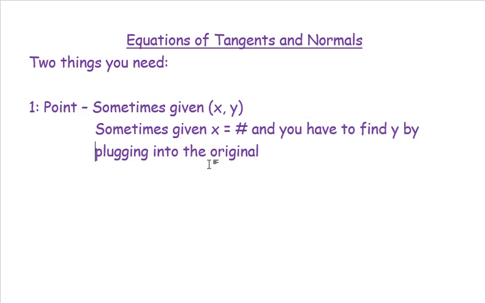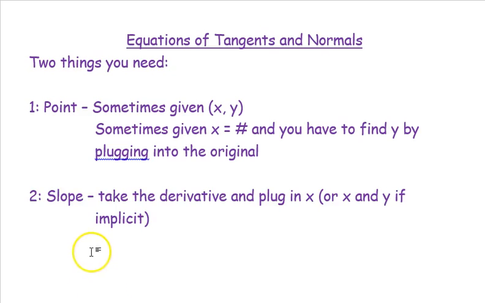You always find y by plugging into the original. Sometimes this will come in handy in other types of problems as well. The second thing you need is slope, and you get this by taking the derivative and plugging in x. Or if you're in implicit differentiation, then you have to plug in both the x and the y. But either way, you're taking the derivative and plugging in to get that slope.